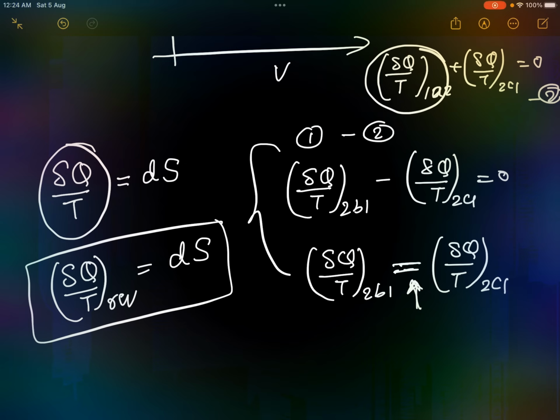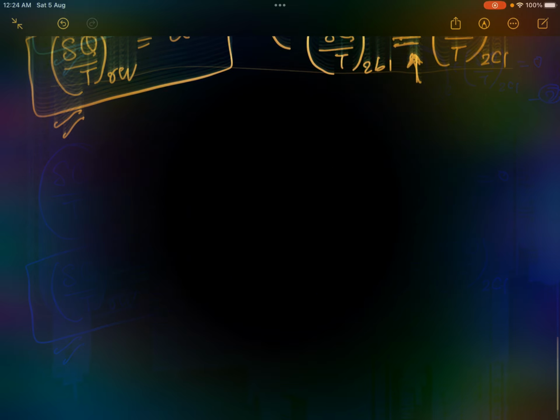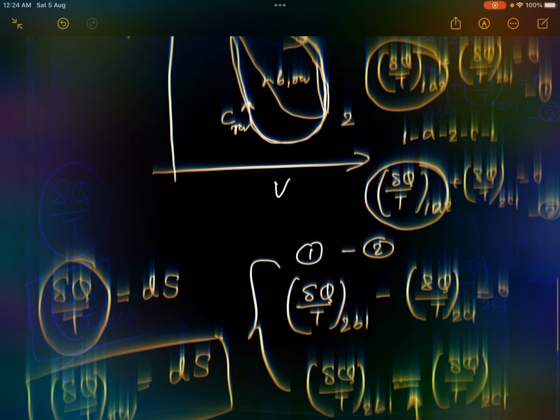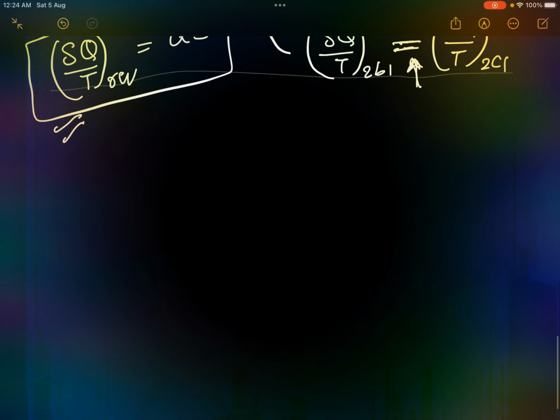So the quantity del Q by T, when calculated for a reversible path between two states, comes out to be the same irrespective of the reversible path followed. Hence, the quantity del Q by T for a reversible path must represent a change in a property between the two states, and that property was named entropy. That's how entropy comes into the picture. Now, because I have shown this for the reversible path, let us try to understand the case of irreversible paths also.